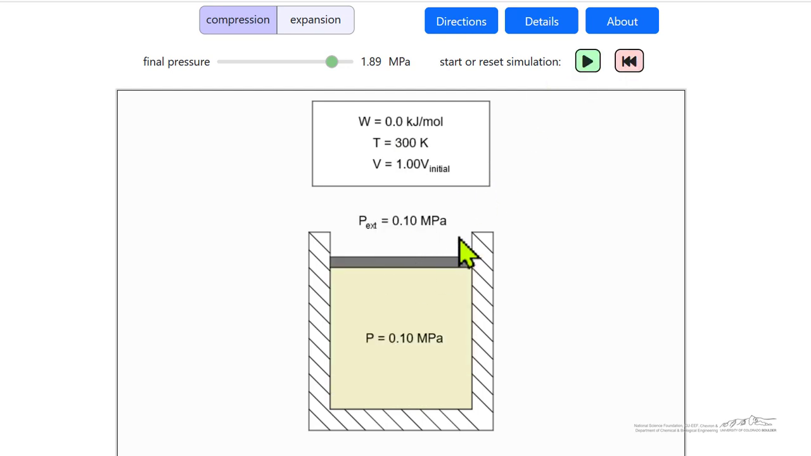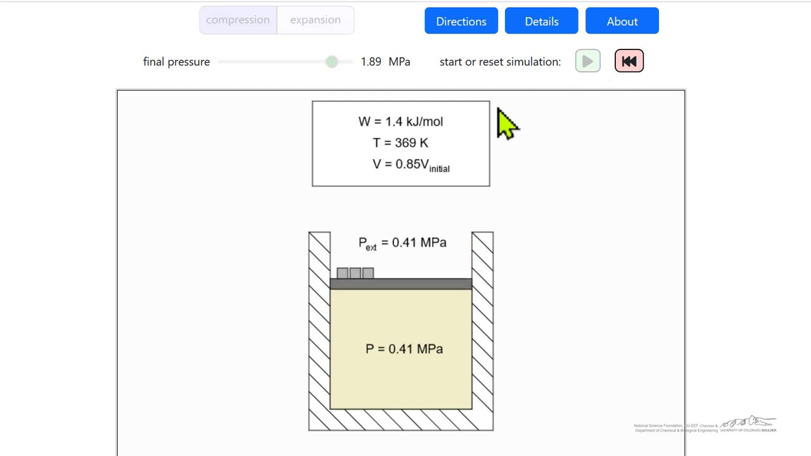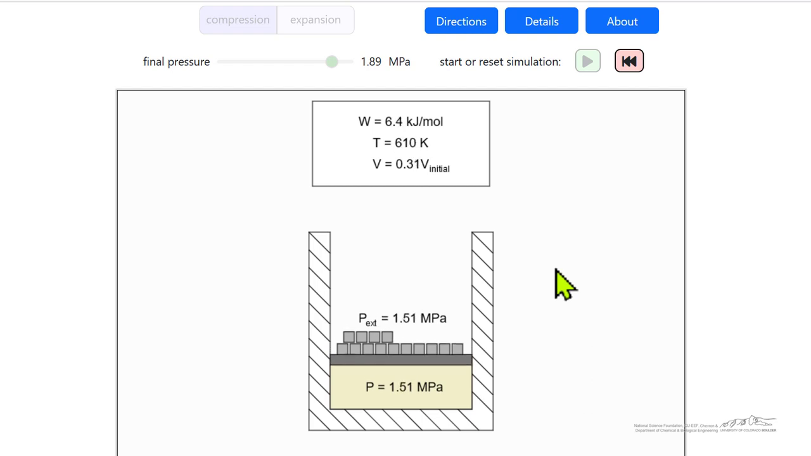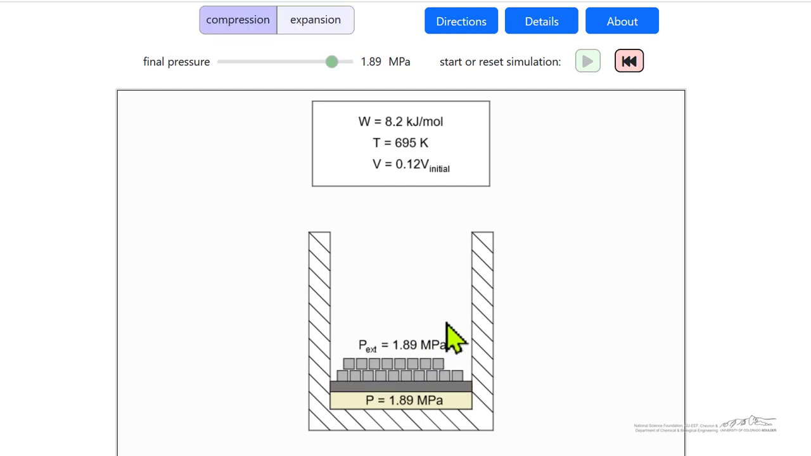Initially, there's no weight. This 0.1 megapascal corresponds to the atmospheric pressure. The piston has no weight, just the atmospheric pressure of about 1 bar. Then as we compress, we keep adding weights until we get up to 1.89 megapascals pressure. And you'll notice the calculated final temperature is much higher, the volume is of course much smaller, and here's the work to carry that out.